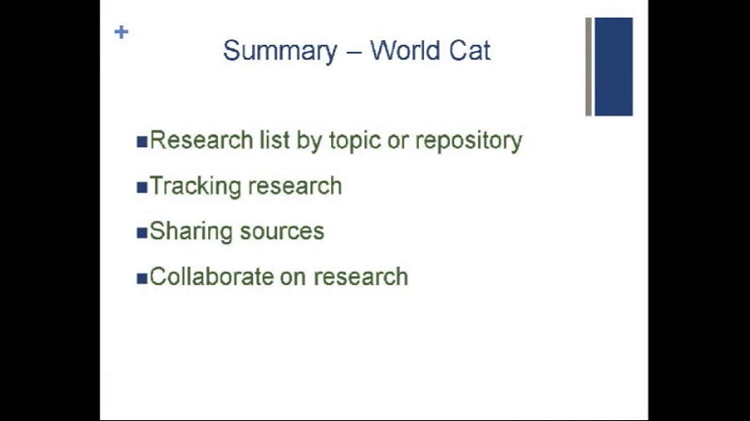So in summary, on WorldCat, and I'm going to cover a couple of other tools also, we use it to track research lists by topic, by repository. I use it to track research so that I can do it over and over and over. I use it to share sources with other people, and I use it to collaborate on research, do the citations, export the list so I can take it to the library. It's one of my invaluable tools. I am so glad I found the way of keeping an account and doing all the little features that WorldCat offers. Are there any questions about WorldCat?